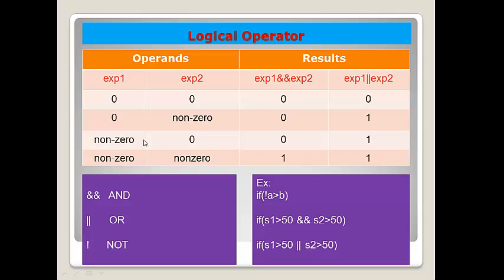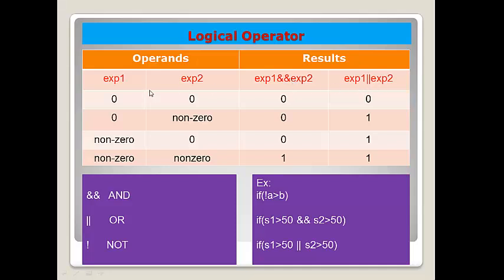Expression 1 is non-zero. Expression 2 is 0. Non-zero means true, and 0 is false. Expression 1 is true and expression 2 is also true, so both conditions are true. The result is true. This is logical AND.